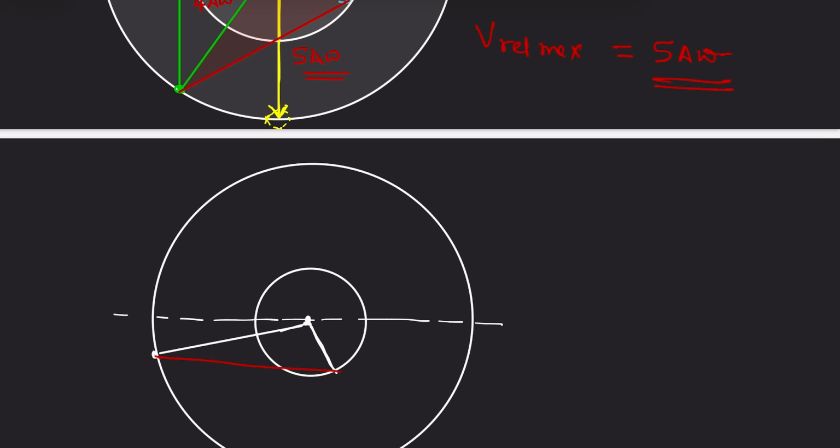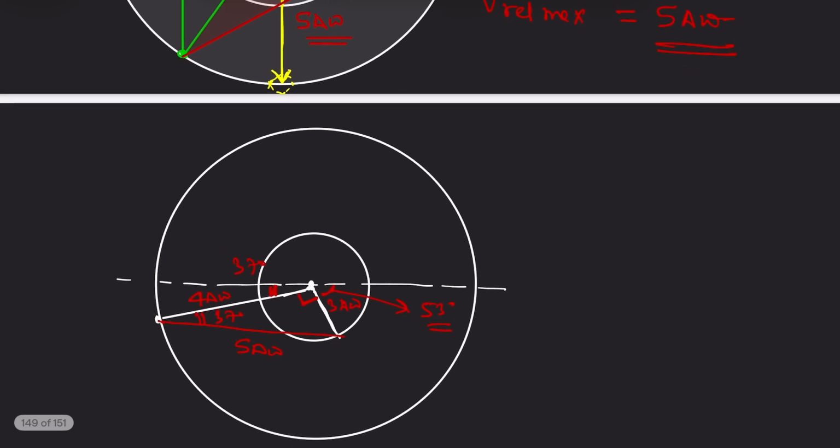If you see this angle, this is going to be 90, and this is 3a omega. This is going to be your 5a omega, and this is going to be 4a omega. So if this is a right angle triangle, we can say this angle will be 37 degree. If this is 37 degree, this will also be 37 degree. So this is going to be 53 degree, very easily. Is this or not? By very simple math. So if this is 53 degree, we got the answer.